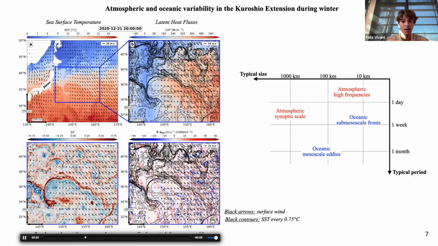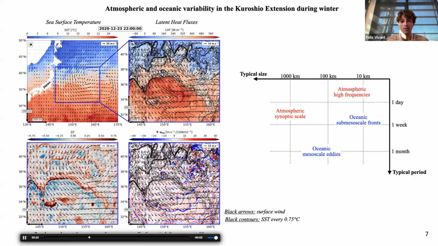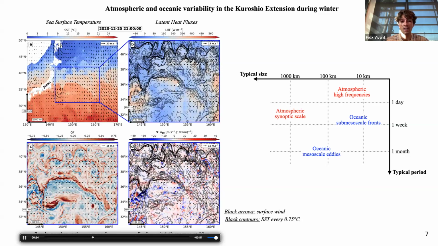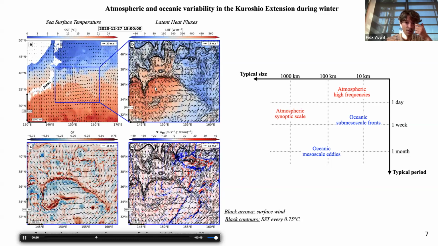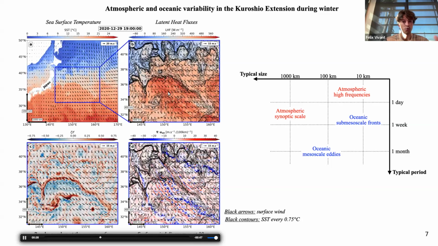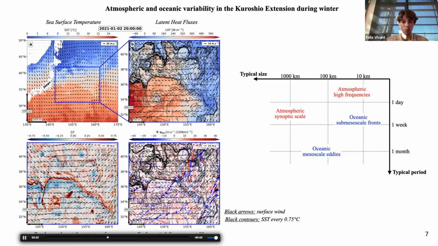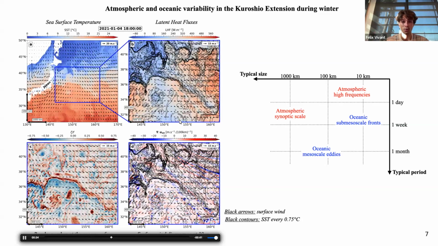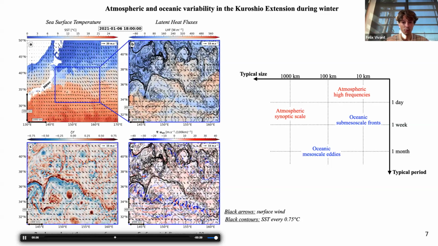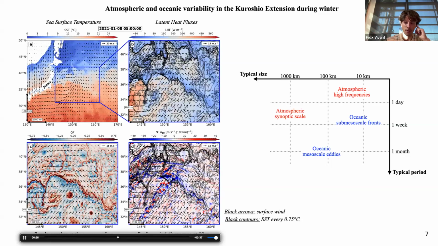And as you can see, all those scales have an imprint on latent heat flux. So we can see an enhancement over warm eddies and also variations depending on the wind direction. And we can also see sometimes fronts corresponding to high surface wind divergence.